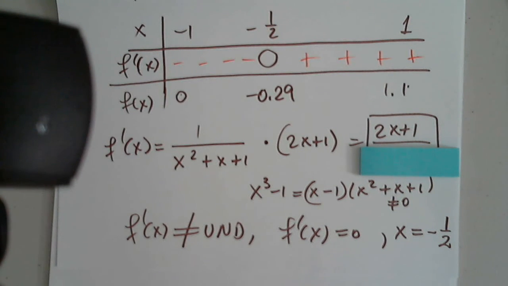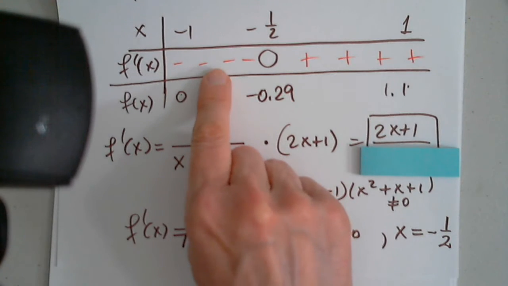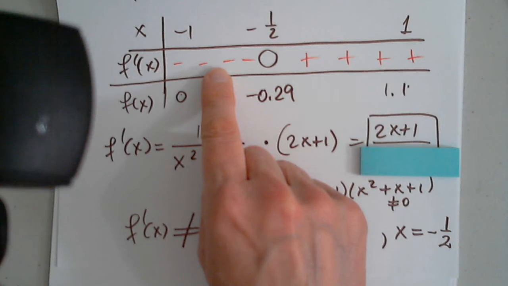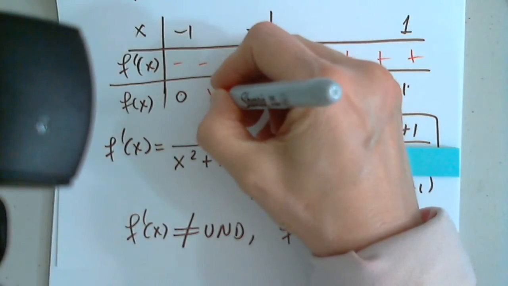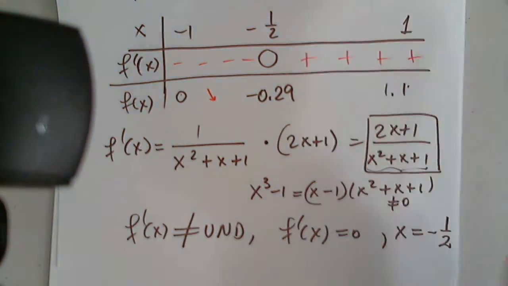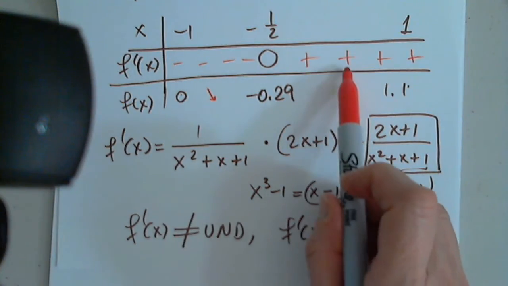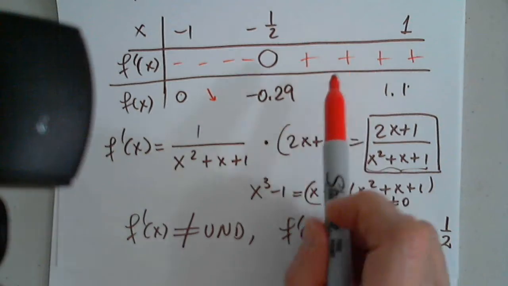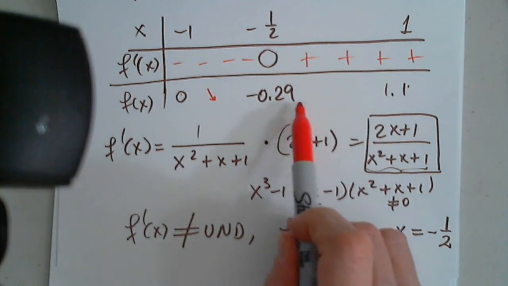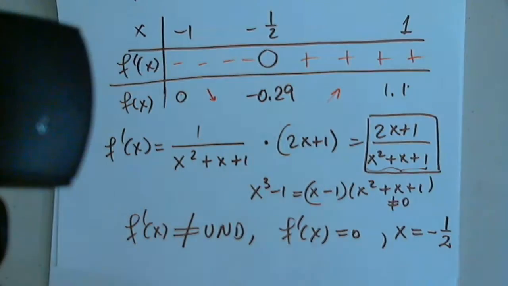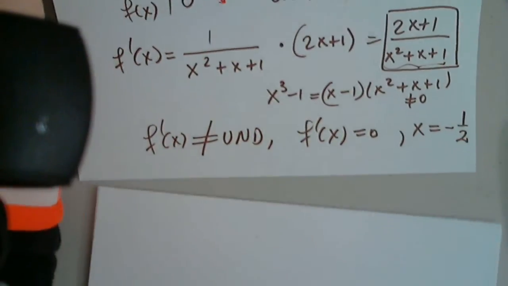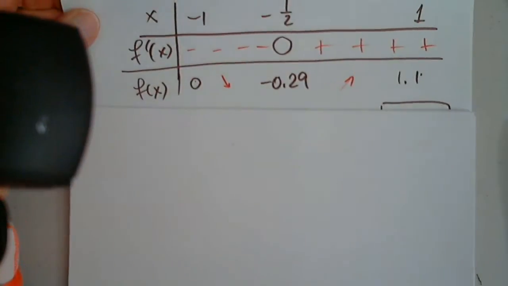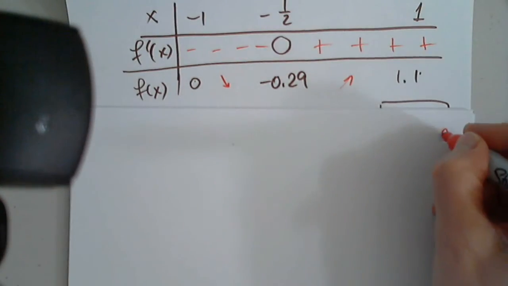Positive. Okay, so now what should the function do here when its derivative is negative? Decrease. Good. Is that true? Yes. Perfect. What should the function do here? Increase. Is that true? Yes. Good. So again, I'm not graphing the function at all. I'm just presenting the y value so we can make a conclusion.